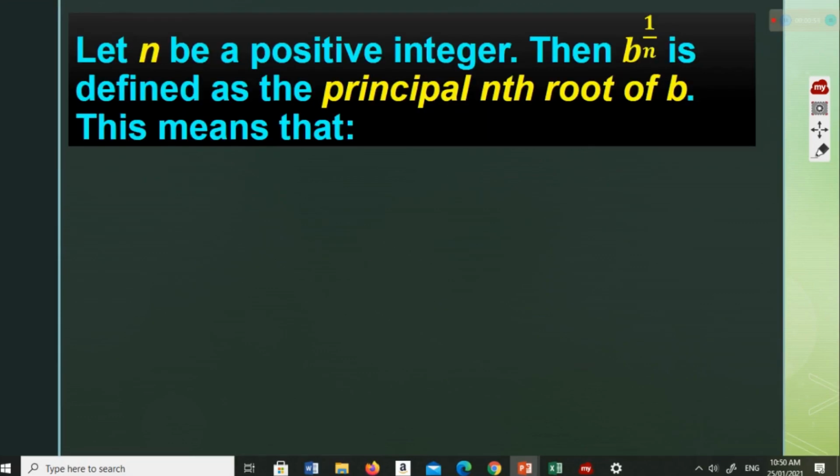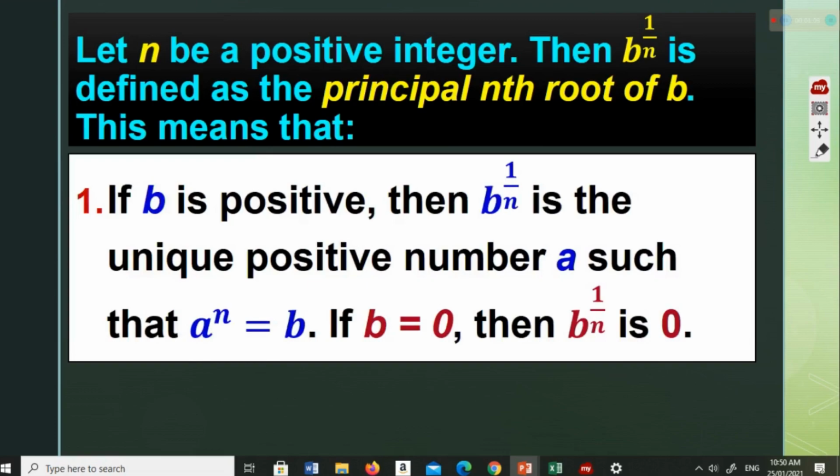So, remember this. Let n be a positive integer. Then b raised to 1 over n is defined as the principal nth root of b. This means that if b is positive, then b raised to 1 over n is the unique positive number a such that a raised to n is equal to b. If b is equal to 0, then b raised to 1 over n is 0. So, to explain more about this number 1, let's have an example.